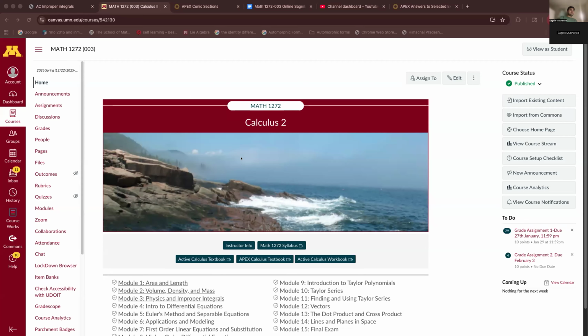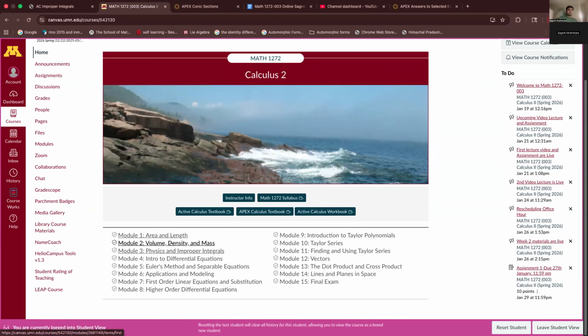So I think you can see the screen now. This is the home page. Let me go to student view. Yep. So you can see the page right now. And this is the textbook we'll be using, Apex Calculus. And we're going to chapter 10.1, conic section. Makes sense?